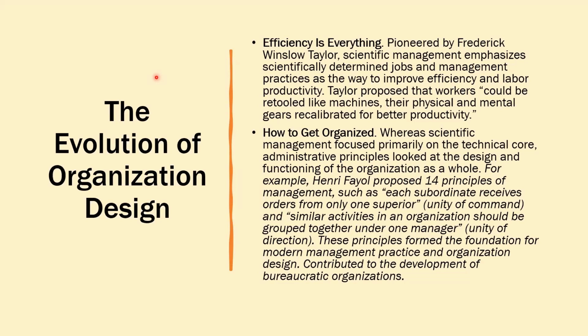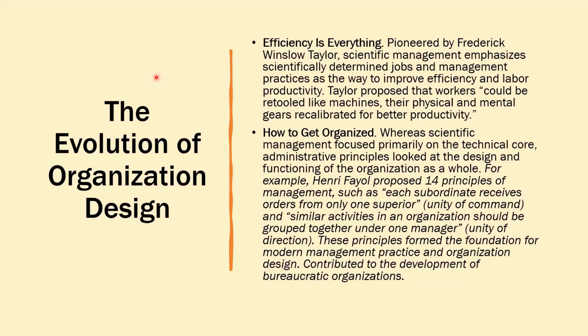Scientific management emphasizes scientifically determining jobs and management practices as the way to improve efficiency and labor productivity. Taylor proposed that workers could be retooled like machines, their physical and mental gears recalibrated for better productivity. So scientific management, as you would know from your other courses, is really about getting the job done. It is very task-oriented and does not take into consideration the people factor.